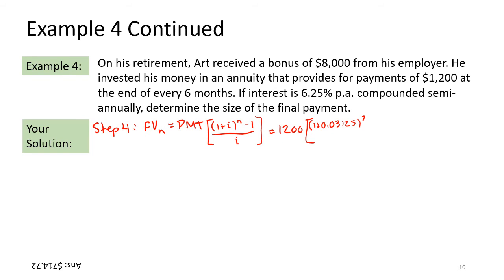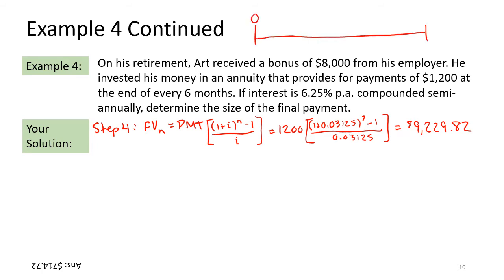Again, we're moving 7 payment periods into the future. Minus 1, divided by 0.03125, the periodic interest rate. If you calculate that out, you get a future value of $9,229.82.